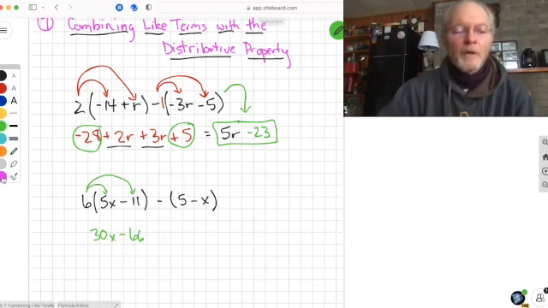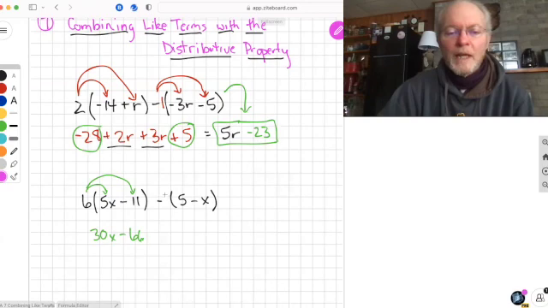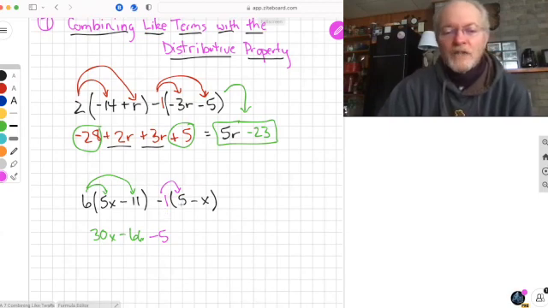In the second part, we've got a negative outside the parenthesis. That's like distributing a -1, even though you don't see the 1 part. It's -1 times 5 is -5. And you can also just think of it as being -5 or minus -x, whatever way helps you to think about it. -1 minus x is going to be a positive x.